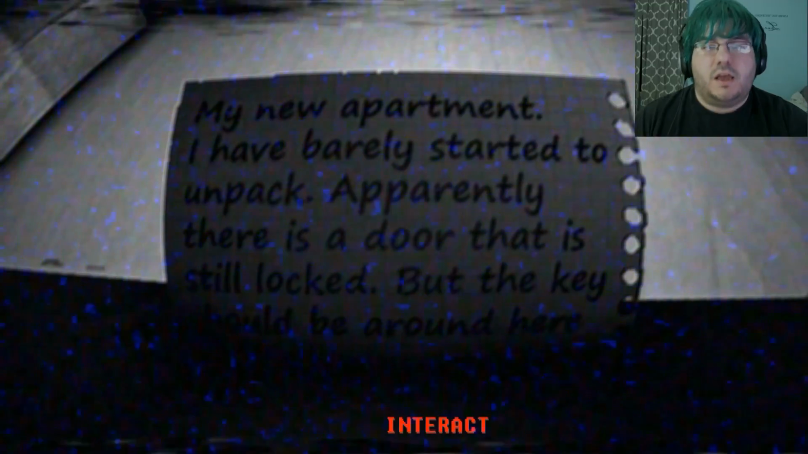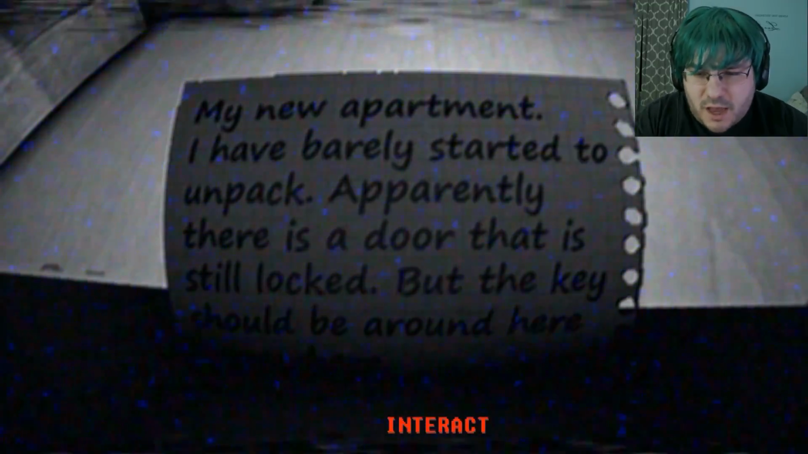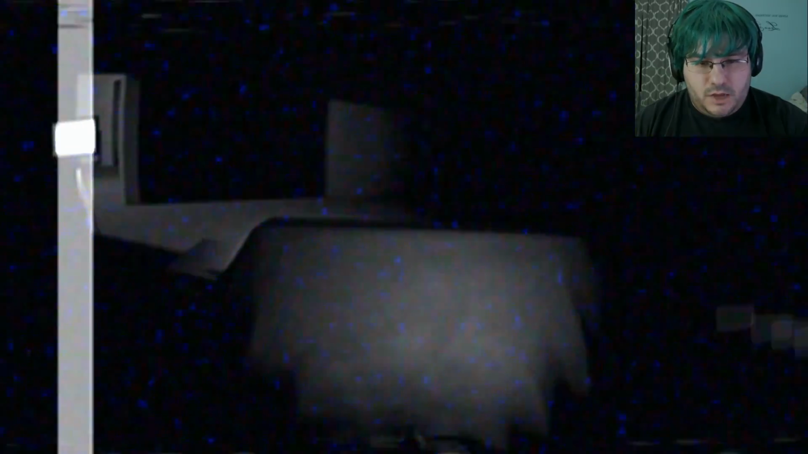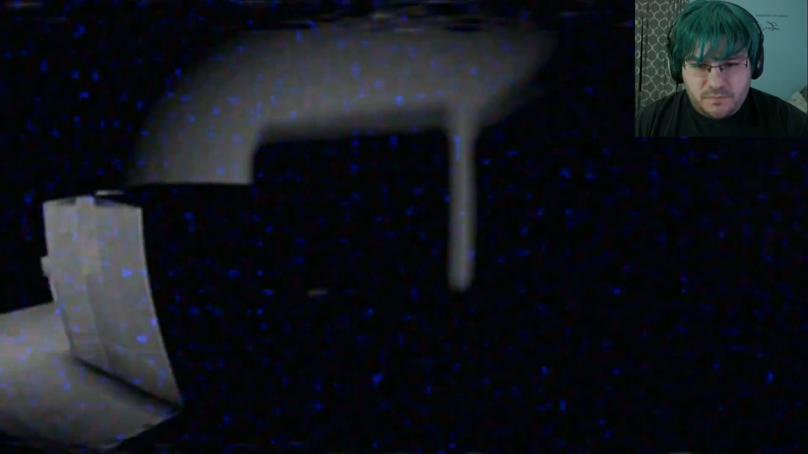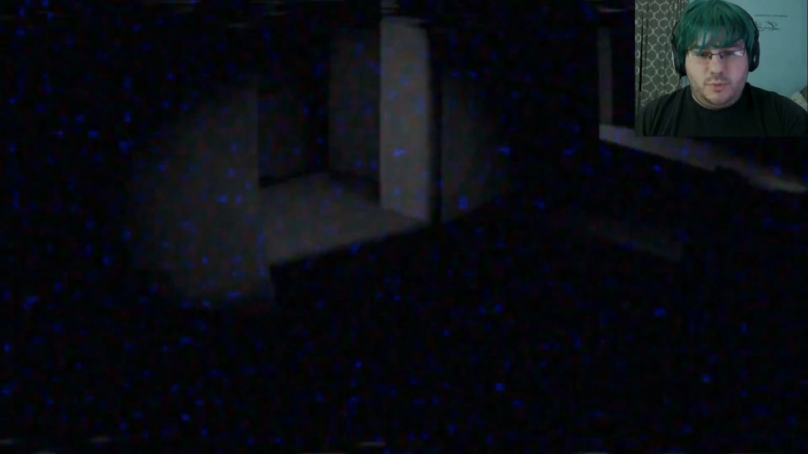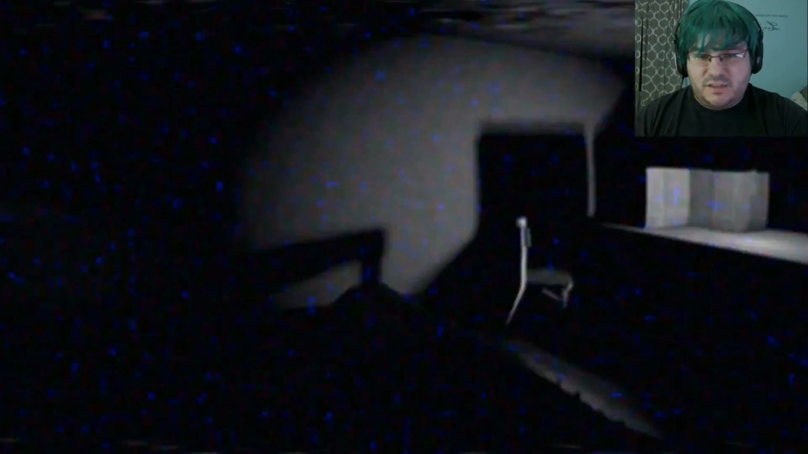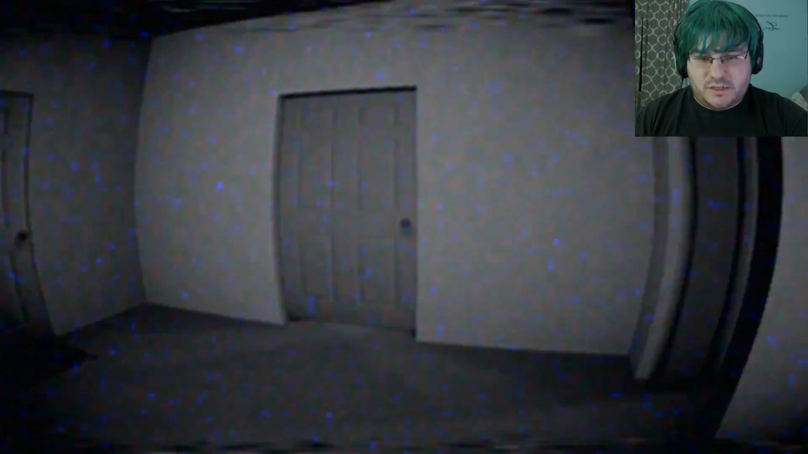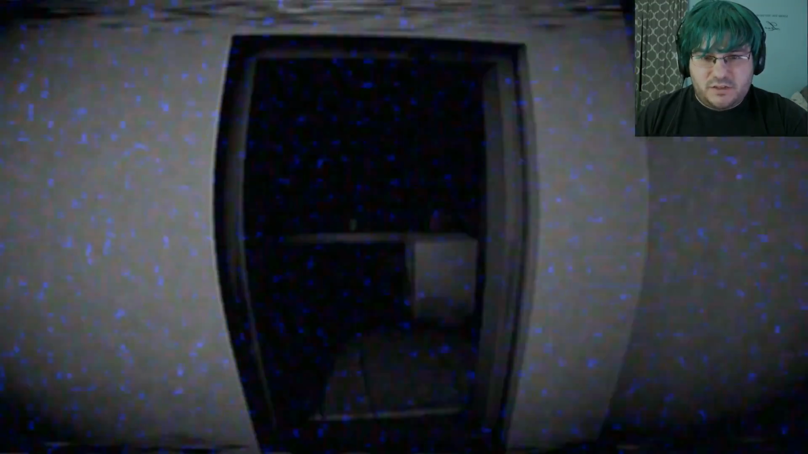Alright, so let's see. Whoa, okay. My new apartment, I barely started to unpack. Apparently there is a door that is still locked, but the key should be around here. Okay. Why am I so shaky? Okay. Jeez. Alright. I can just zoom in. Well, this is kind of crazy. This is like an old VHS-looking found footage thing. This is reminding me of the Blair Witch Project. This fisheye lens is kind of screwing with my head.